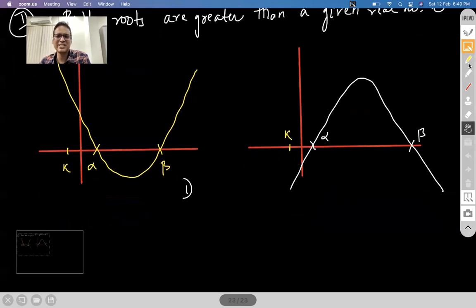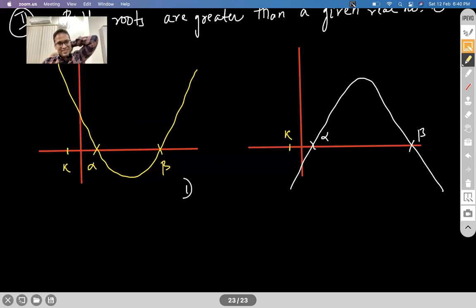Let's start with the first condition. Who will tell me the first condition? Write it down in the chat box. Okay, so Satyam says, D greater than or equal to zero. Exactly, Satyam. Roots must be real first of all. Then only we can talk about them being greater or lesser than something, right?